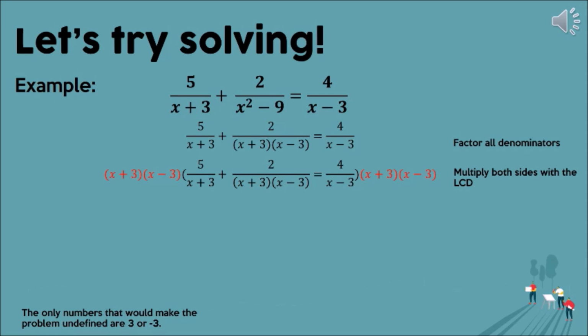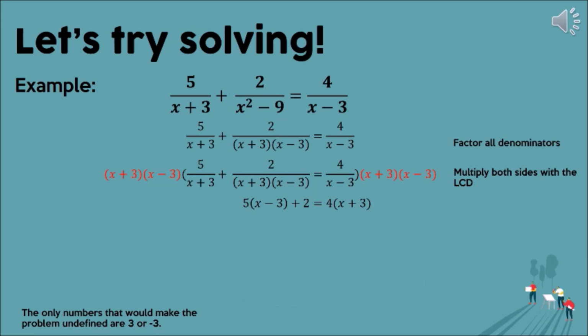5 times x minus 3 is left, plus x plus 3 times x minus 3 times 2 over x plus 3 times x minus 3, cancel the whole denominator because it is similar with the LCD. Now we are left with 2. On the other side, x plus 3 times x minus 3 times 4 over x minus 3, cancel out x minus 3, and 4 times x plus 3 is left. Now we have the equation 5 times x minus 3 plus 2 is equal to 4 times x plus 3.